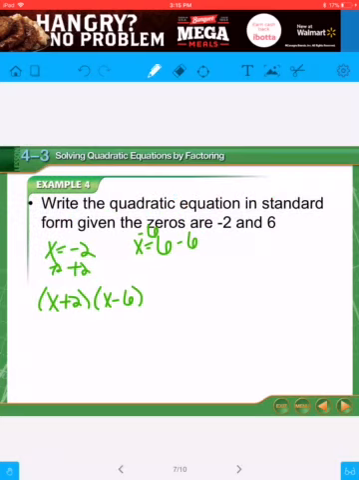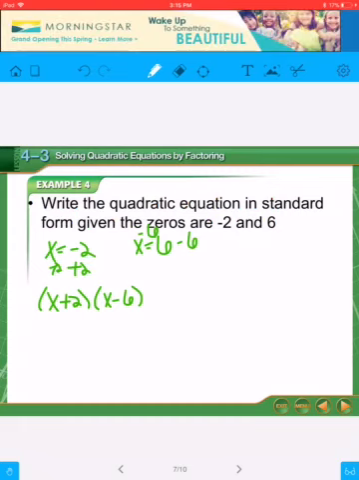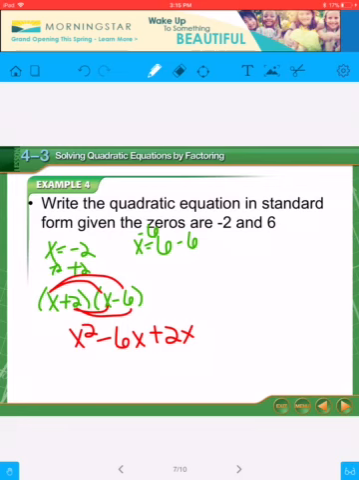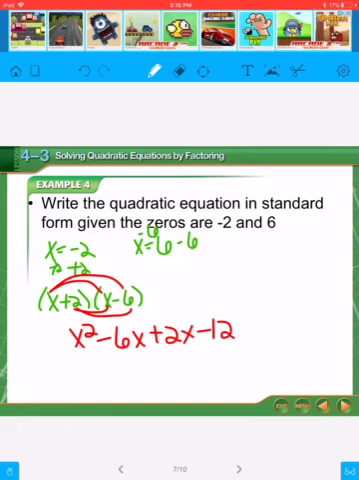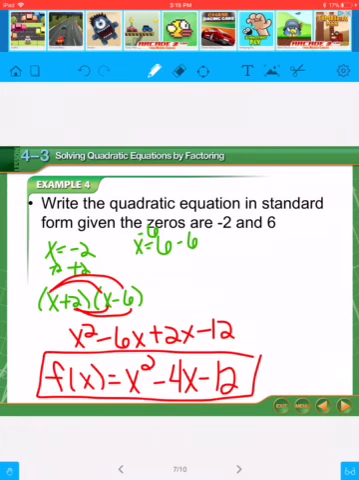Now that I have my two factors, to put them together to get it back in standard form, we're just going to have to FOIL, the double distribution. You can do FOIL or you can do the box method, whatever you're comfortable with. I'm going to FOIL. So x times x is x squared. x times negative 6 is negative 6x. 2 times x is 2x. And 2 times negative 6 is negative 12. So I finish up that f of x equals x squared minus 4x minus 12. So there is my standard form given that my zeros are negative 2 and 6.